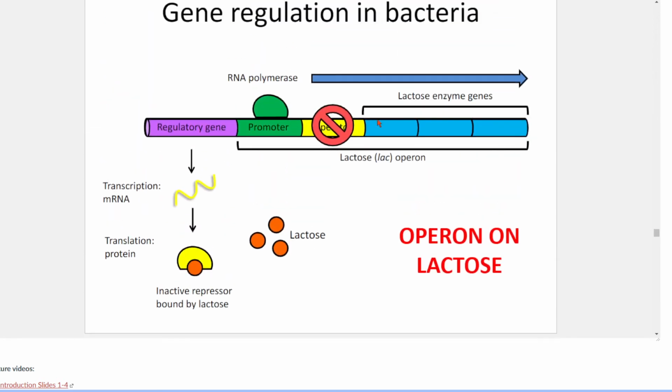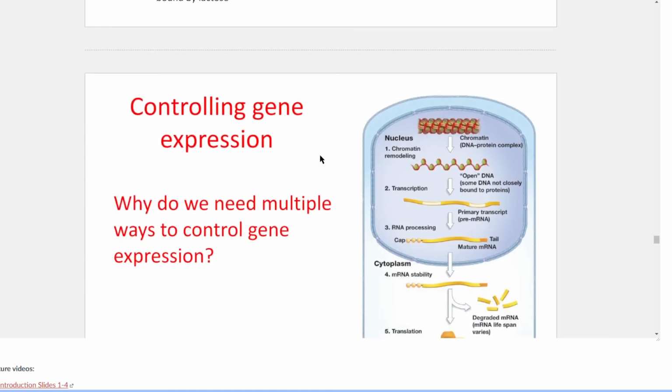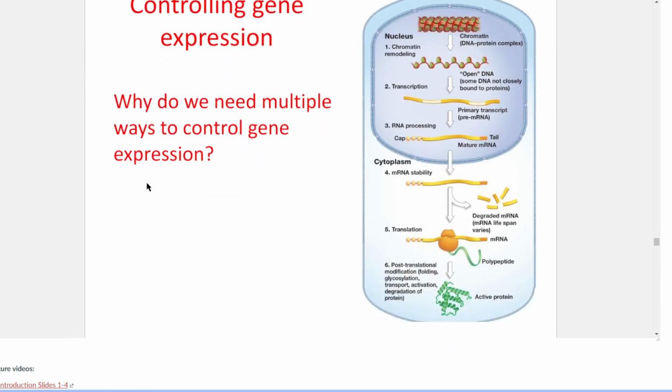If there's lactase, the genes work. No lactase, there's something in the way. There's gene regulation, and it doesn't work. So why do we need multiple ways to control gene expression? What does this picture show?